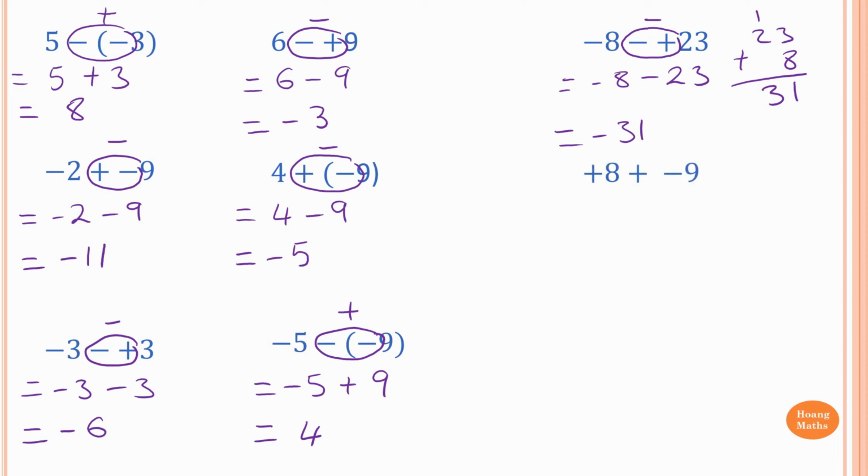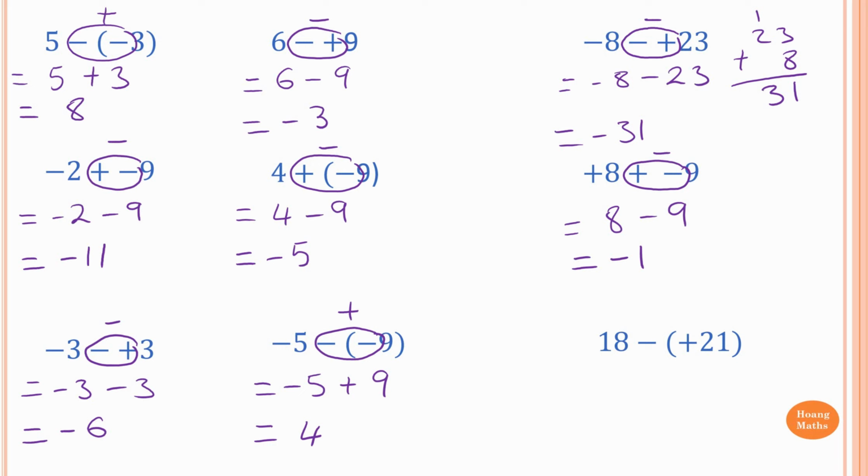A positive 8 plus negative 9. First of all, a positive and a negative together become a negative. Positive 8 is exactly the same as 8, okay? And minus 9, we'll write it down. So 9 minus 8 is 1. So therefore, 8 minus 9, instead of 1, is a negative 1.